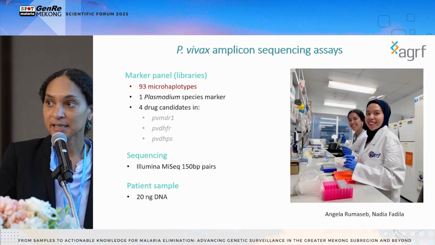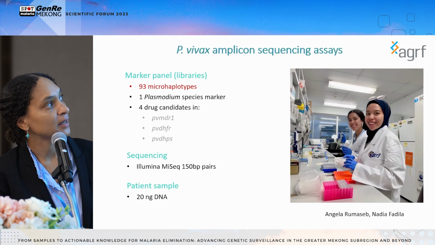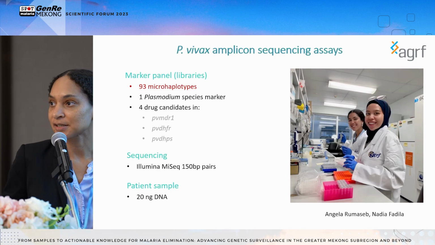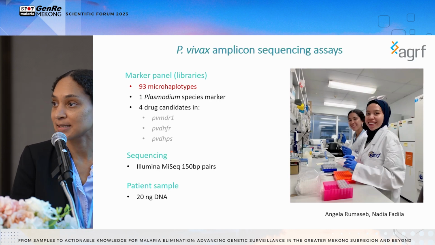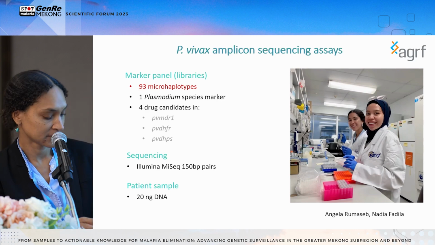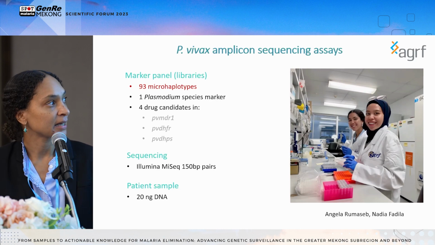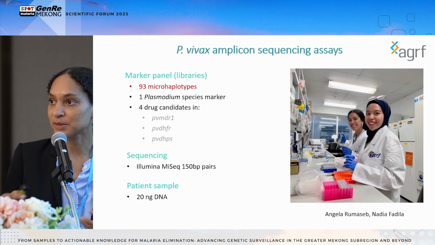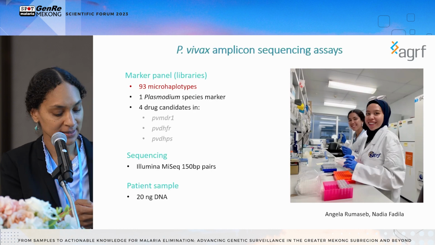And then for the sequencing, we've been using the MiSeq platform. We chose this because it's actually the platform that many of our partners in endemic countries seem to have ready access to. But of course, one could use higher throughput platforms as needed. And then we use about 20 nanograms of DNA, and that's the composition of both human and parasite DNA.